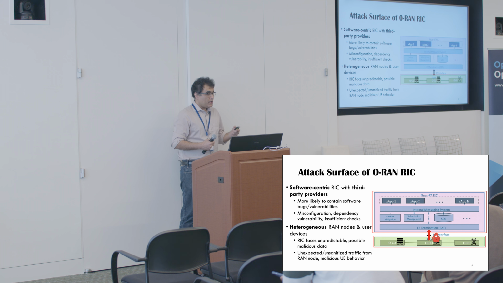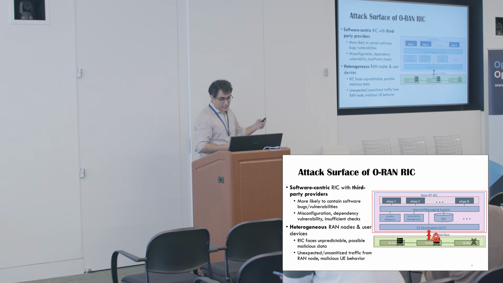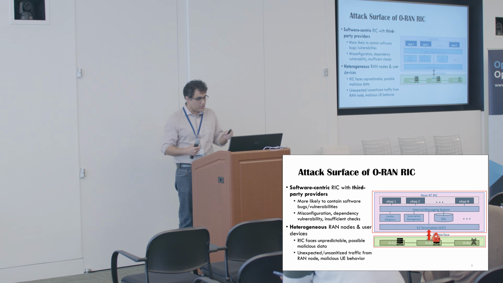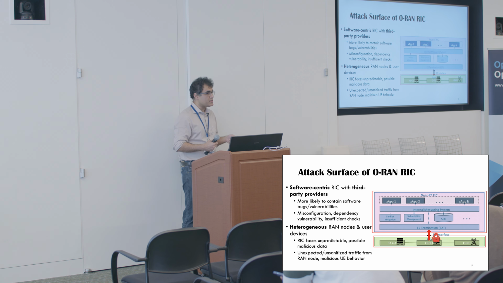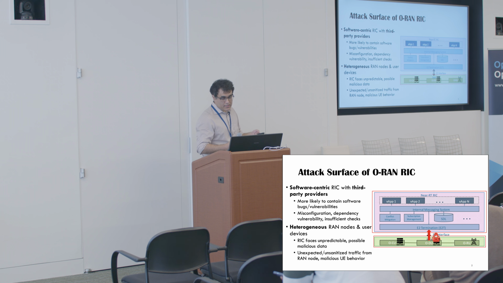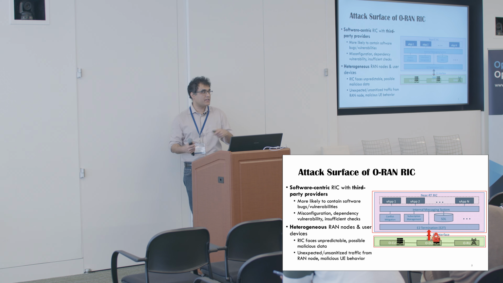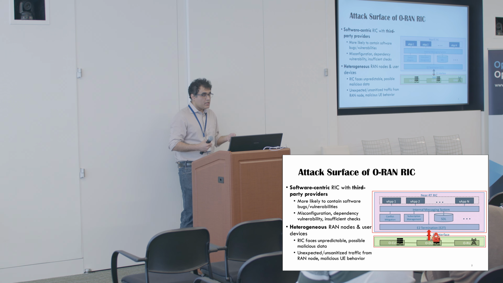Now, as well as the software running in the RIC or non-real-time RIC being buggy, there are also hardware and software components in RU, DU, and CU, right? And any of these RU, DU, CU could be compromised by the attacker, and once compromised, they can send malicious traffic to the RIC or non-real-time RIC.